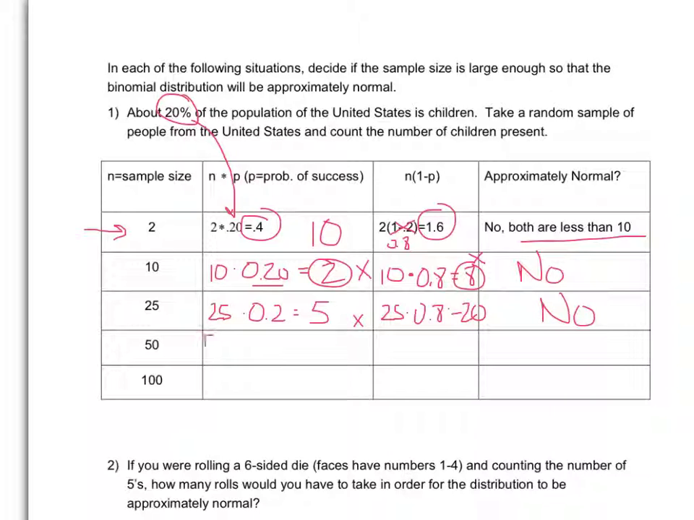How about 50 times 0.2? So 20% of 50, multiply 50 times 0.2, I get 10. Hey, now we're cooking.